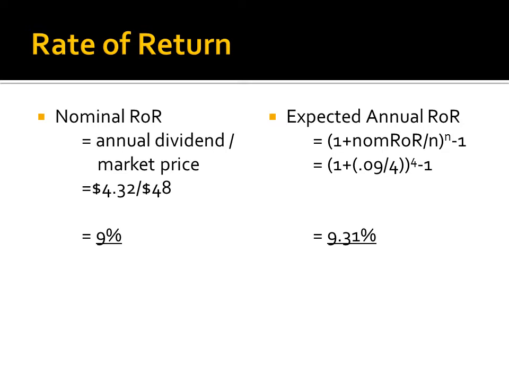Next, we needed to find the expected annual rate of return. This equation is expressed as 1 plus the nominal rate divided by the number of annual payments, raised to the number of annual payments, minus 1. Given Peachtree's information and our previously calculated nominal rate, our equation becomes 1 plus 9% divided by 4, raised to the power of 4, minus 1, which equals 9.31% for our expected annual rate of return.